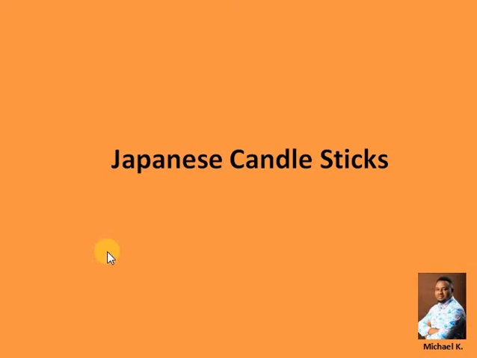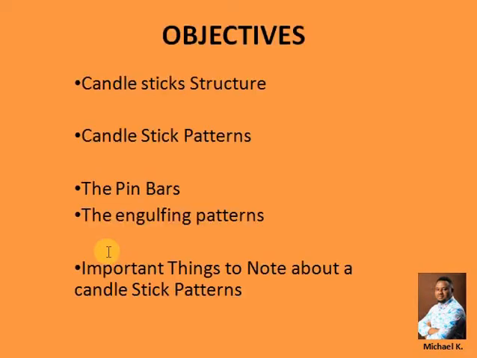Welcome to today's class. We're going to be talking about Japanese candlesticks. The objectives of this class today are that at the end of the class you should know what the candlestick structures are. You should also be able to identify basic candlestick patterns. You should also be able to identify the two important patterns of a candlestick.